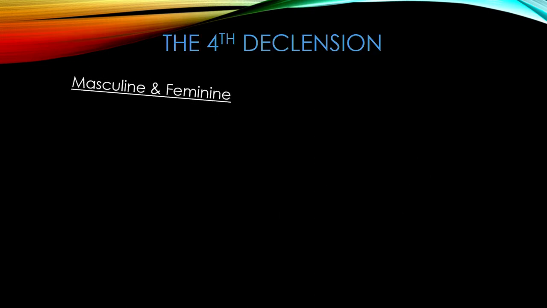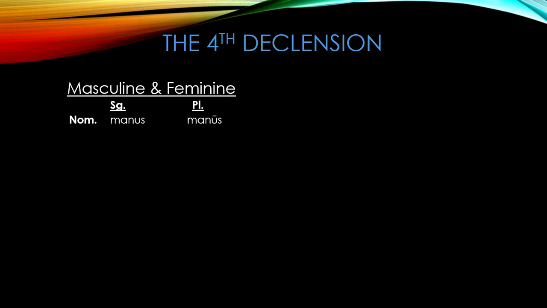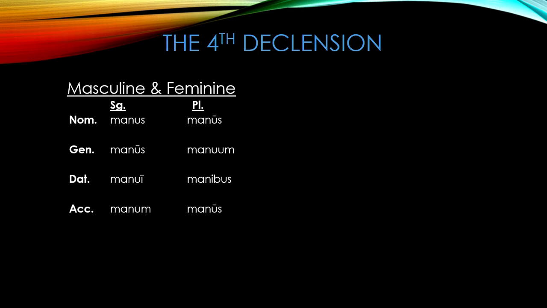The first is the feminine noun manus, a very common fourth declension noun. The nominative singular is manus, the genitive singular is manus, the dative singular is manui, the accusative singular is manum, and the ablative singular is manu. In the plural, the nominative is manus, the genitive is manuum, the dative is manibus, the accusative is manus, and the ablative plural is manibus.